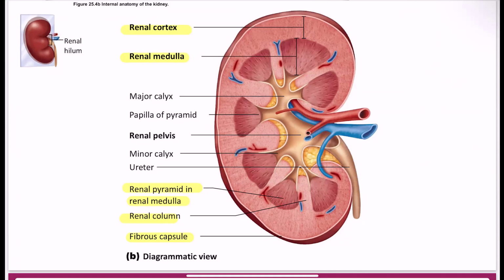They drain into this funnel-like structure. It's kind of like if you were to drain something into a funnel, and that's called the minor calyx. Calyx is the singular. The plural of calyx is calyces. One minor calyx, two minor calyces. There are two types of calyces: small ones, minor ones, and big ones, major calyces.